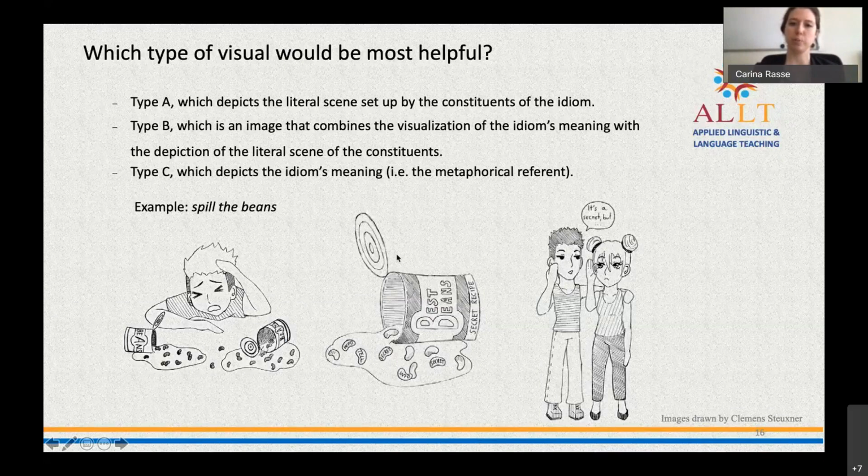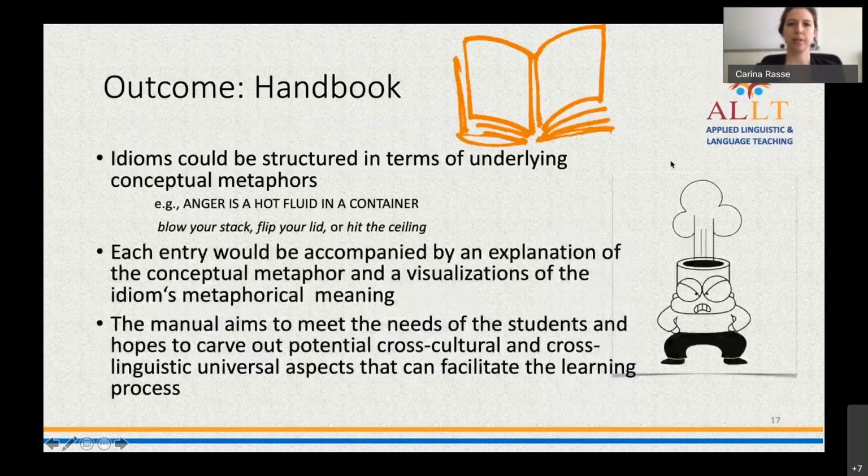Should it be a combination of the literal and the metaphorical, the idiom's meaning? Here it says a secret recipe, spilled beans, so it's a combination. Or should it be just the idiom's meaning, just the metaphorical? Here we do not have anything about spilling beans, but it just shows what it means: a secret.